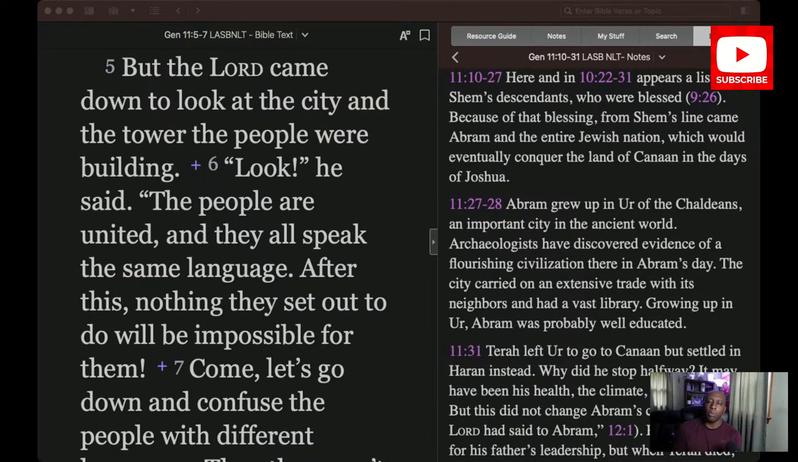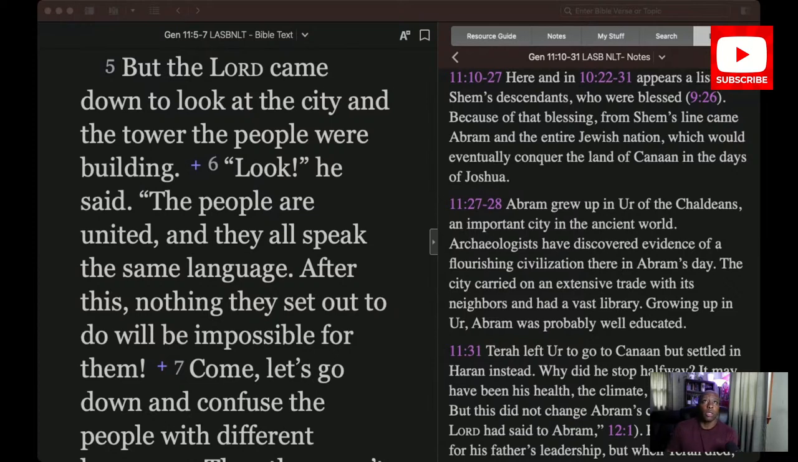God saw that the people had great capability. If they were left on their own, left as one people with one language, they would succeed in building a godless empire and tower of religion.